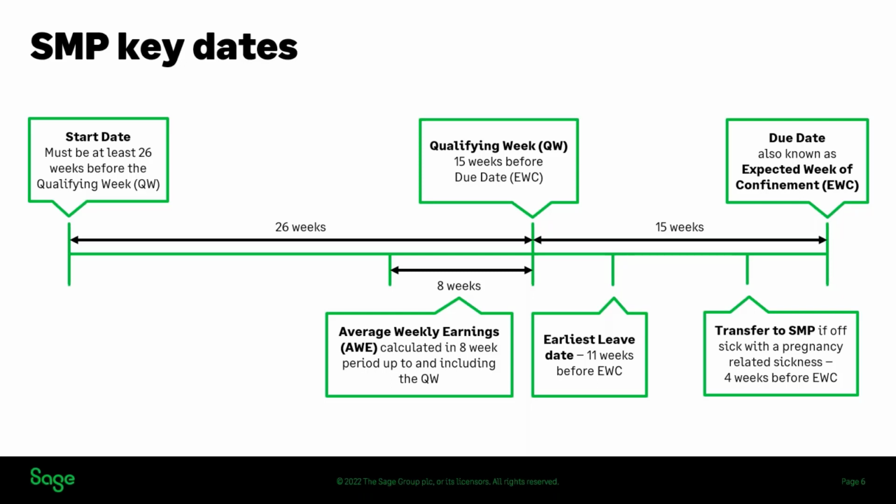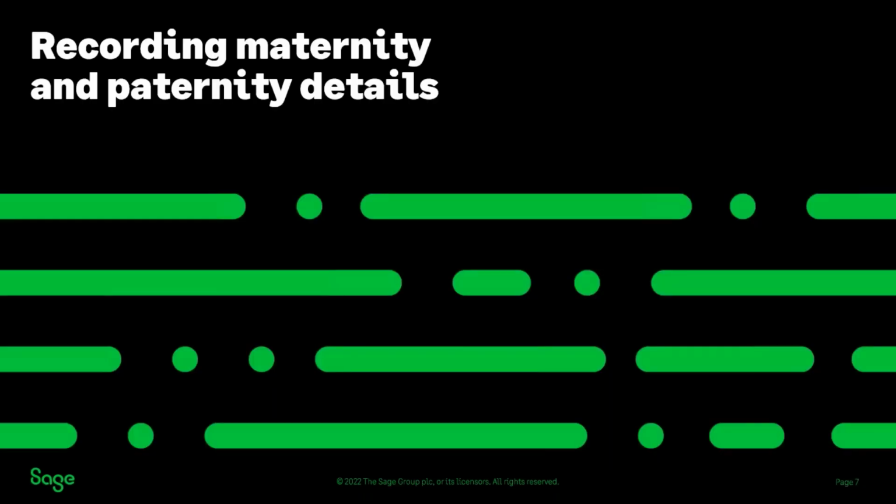So 90% of the average is the higher rate of maternity pay. To qualify for maternity or paternity, they must be employed at least 26 weeks before the qualifying week. So in total, that would be 41 weeks before the due date. And other key dates are the earliest leave date for SMP is 11 weeks before the due date. And if they're off with a pregnancy-related sickness, they would transfer from SSP to SMP if it gets to 4 weeks before the EWC. So don't worry too much about these dates, as the system will calculate them for you, as you'll see when we come to recording the maternity and paternity pay details.